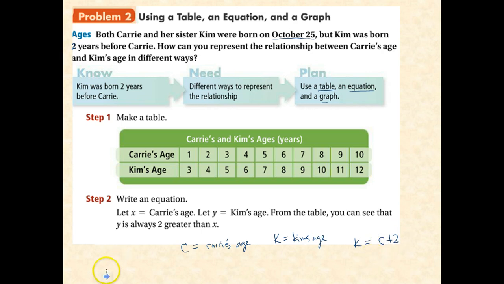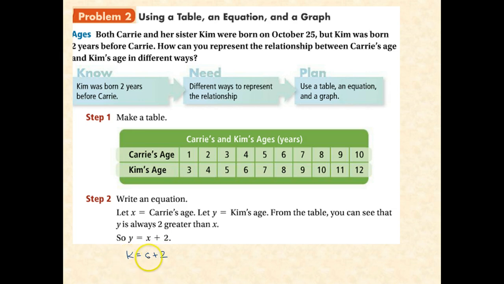But let's go ahead and see how they have it. Y equals x plus 2. Not quite as cool as k equals c plus 2. Because then we know that k is Kim and c is Carrie. Come on, that's awesome.